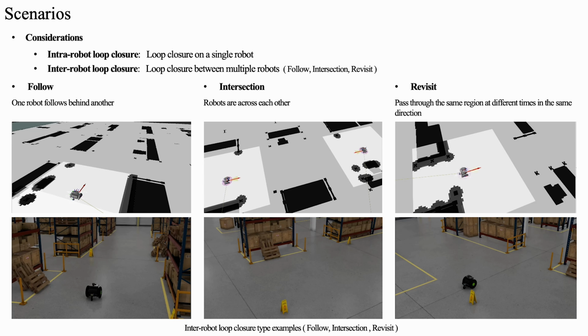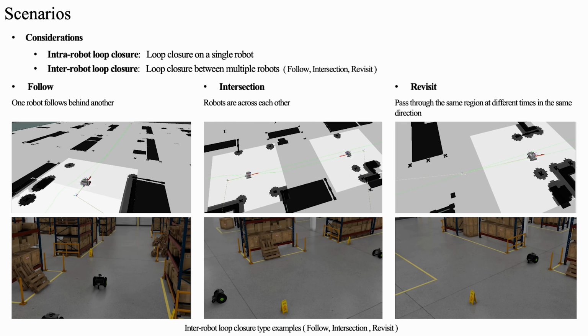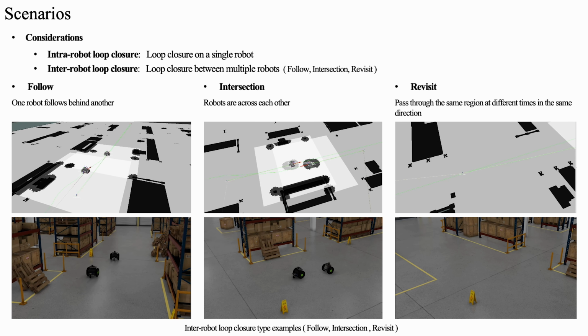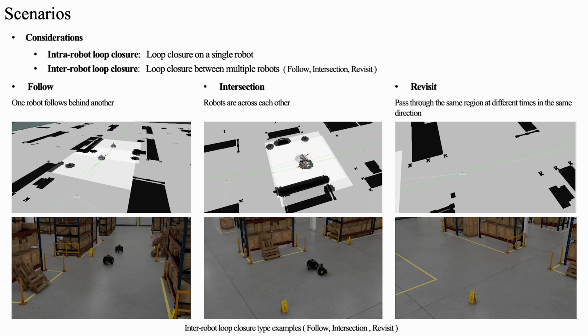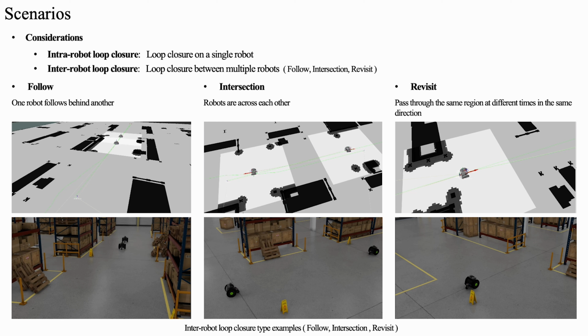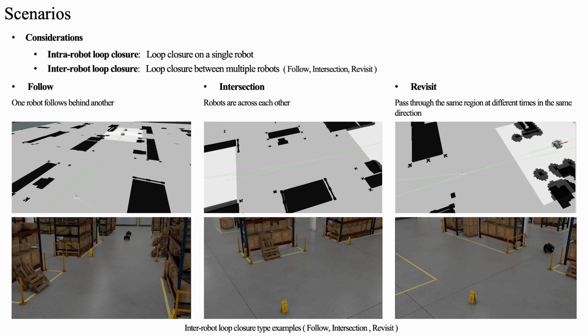In this page, we describe the considerations we took into account when building scenarios for each robot. To properly evaluate C-SLAM, we build scenarios that consider intra- and inter-robot loop closures. In particular, for inter-robot loop closures, we categorize scenarios into 3 types: follow, intersection, and revisit. Each type is described on the screen, and the videos below are examples for each type. This video shows examples of each type occurring in the CSE dataset.